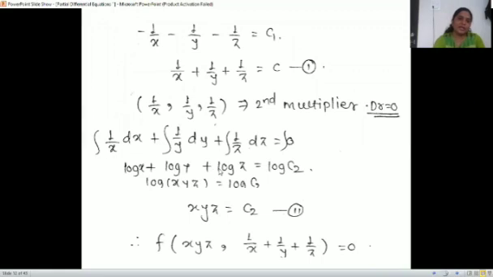As we have multiplied, we directly integrate them, and we get the answer as log x plus log y plus log z is log c2. That is log of xyz is equal to log c2. That is xyz is equal to c2. Now we have the first solution and the second solution. Just combine them and write it as a function. So your answer is the function of xyz comma, first answer, that is 1 upon x plus 1 upon y plus 1 upon z, is equal to 0. This is the answer.